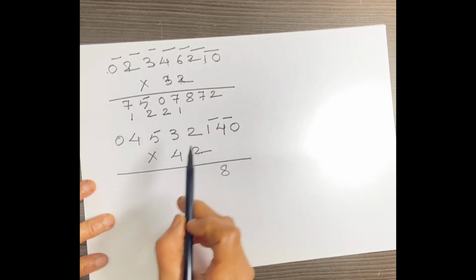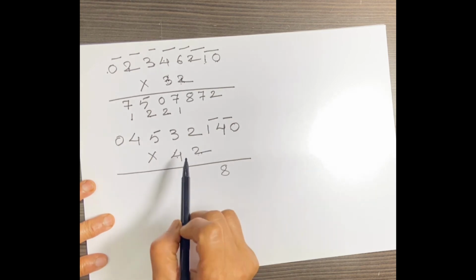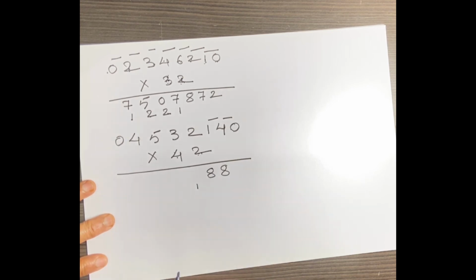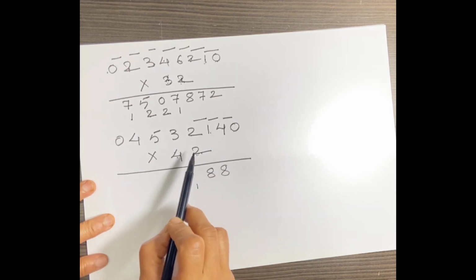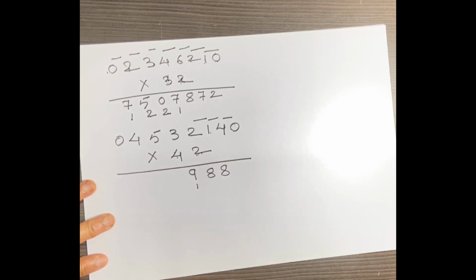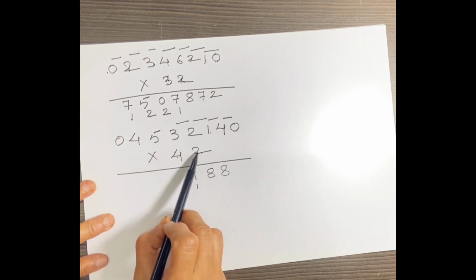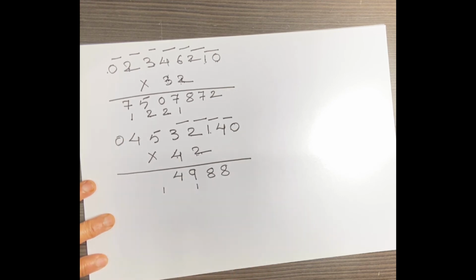Then next pair, 4 fours are 16 plus 2 ones are 2. 16 plus 2 is 18. So I will write the units place and 1 will be carried over. The next pair, 4 ones are 4 and 2 twos are 4. So 4 plus 4, 8. 8 plus 1, 9. Now next pair, 4 twos are 8 plus 3 twos are 6. 8 plus 6, 14. So 4 and 1 will be carried over.